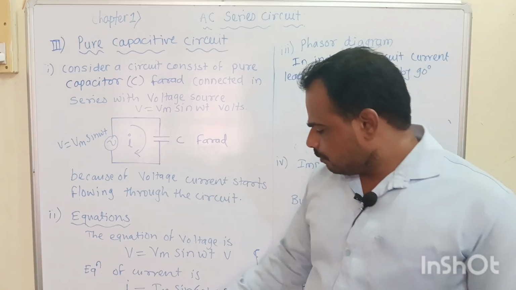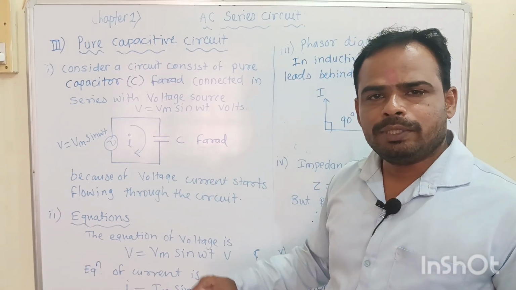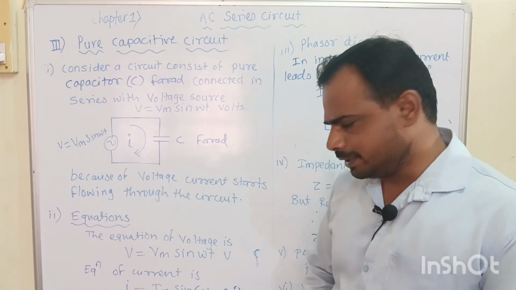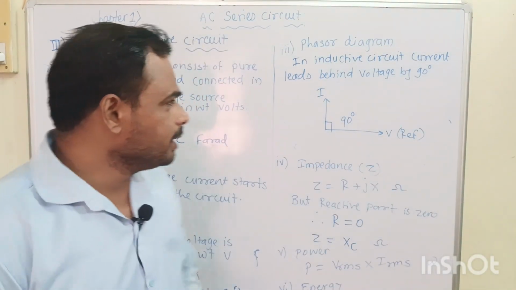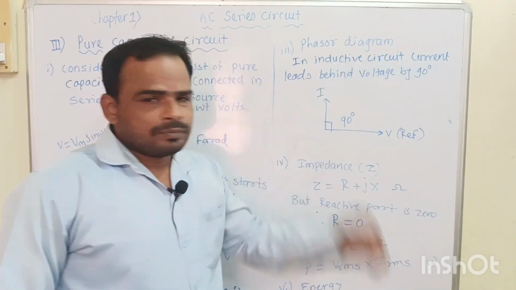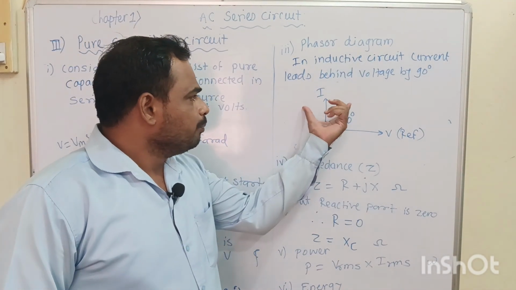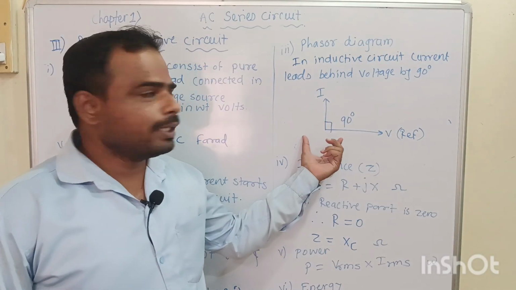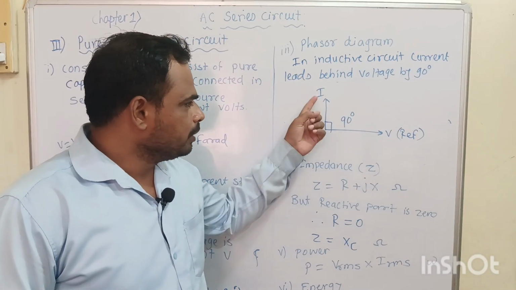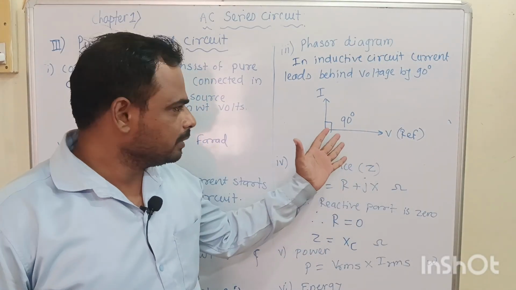In this equation we show the current as positive 90 degrees, means it leads the voltage by an angle of 90 degrees. The unit of current is ampere. Now we see the phasor diagram. The phasor diagram for the pure capacitive circuit is: in a pure capacitance, current leads the voltage by an angle of 90 degrees. This shows the phasor diagram, and the phasor diagram shows the leading. Here is leading.